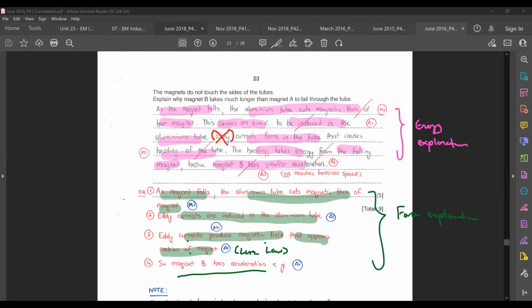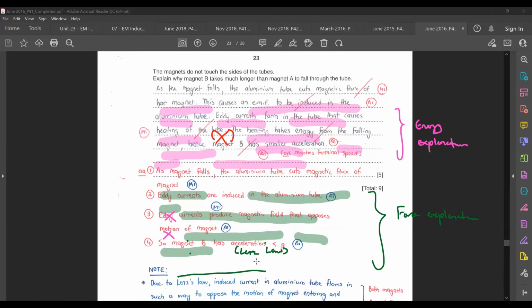Okay. So eddy here, you don't need to write anything, because eddy will just cause some confusion there, right? So currents are induced in the aluminum tube. Currents produce a magnetic field that opposes the motion of the magnet. So magnet B has smaller acceleration.